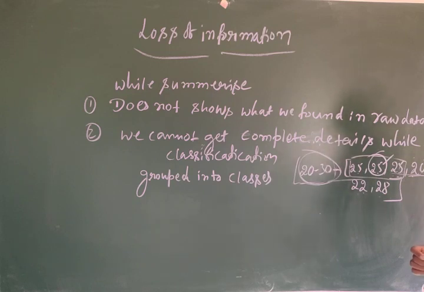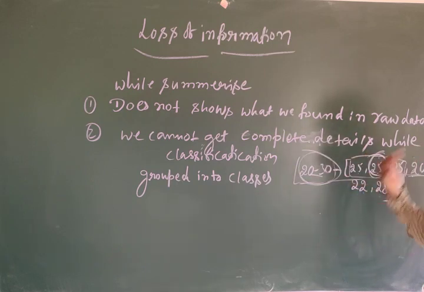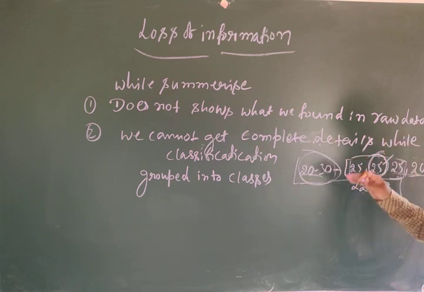And the middle value of the class interval, the class mark, is compulsorily 25. Mid value, class mark, everything will be 25. That's why, while summarizing, calculating and classifying, it is not possible to get the raw data. There may even be a loss of information. So this is a very important concept.